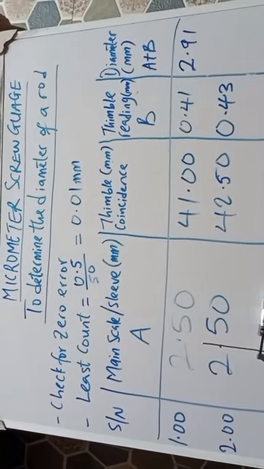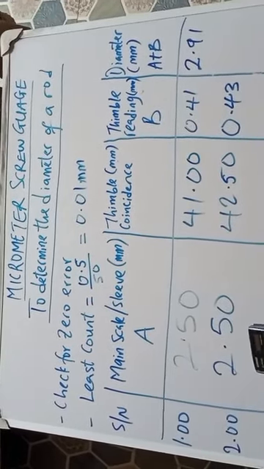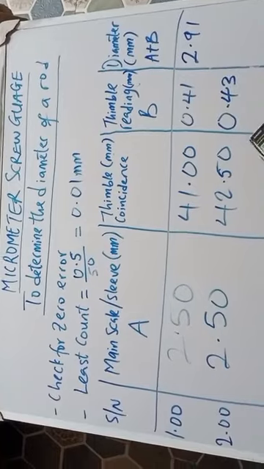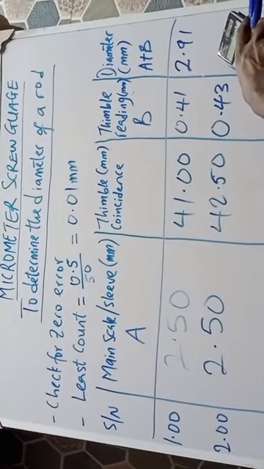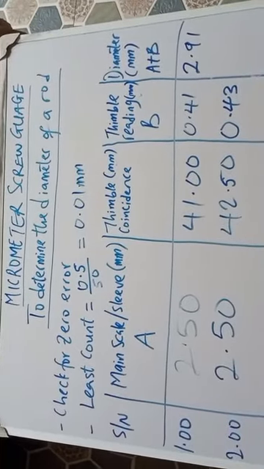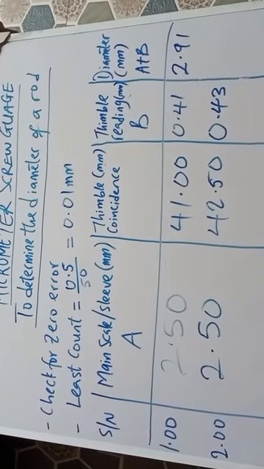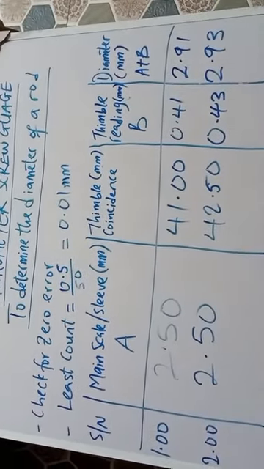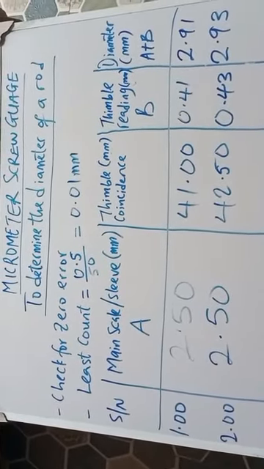Then for the diameter, let's now find the diameter of this second position. Don't forget A plus B. That means the main scale of the second reading plus the thimble reading of the second reading: 2.50 plus 0.43. When we add this together, it will give us the diameter of this second position. This will give us 2.93. So for my second position, I'm having 2.93 millimeters. All of these are in millimeters. So this is how we determine the diameter of any given rod using a micrometer screw gauge.